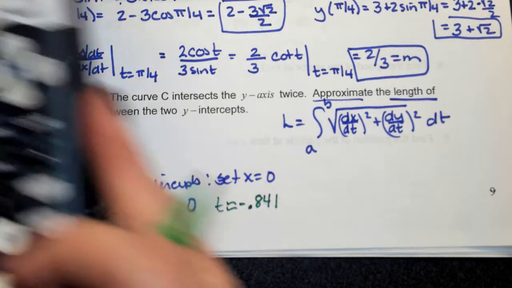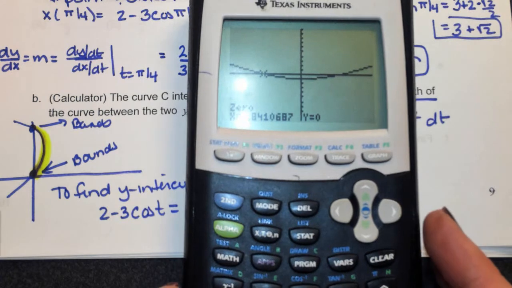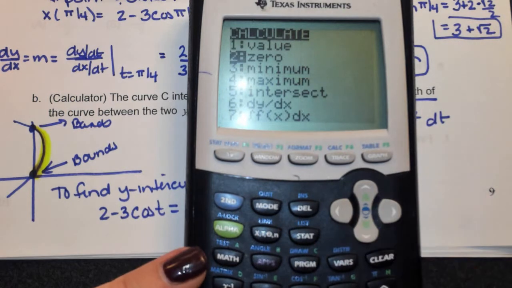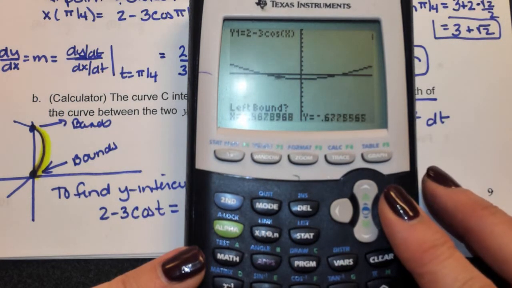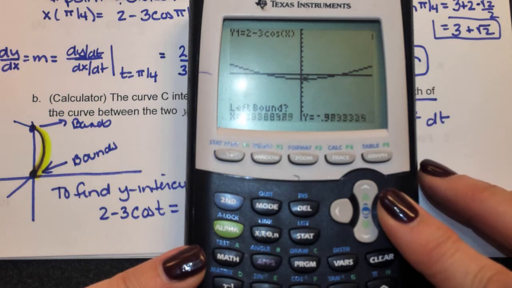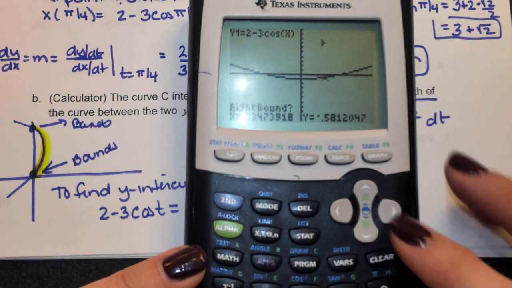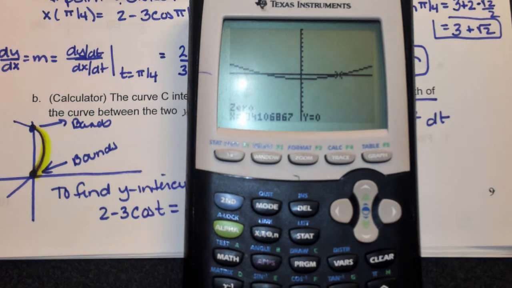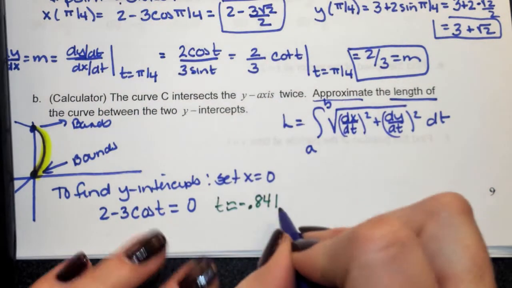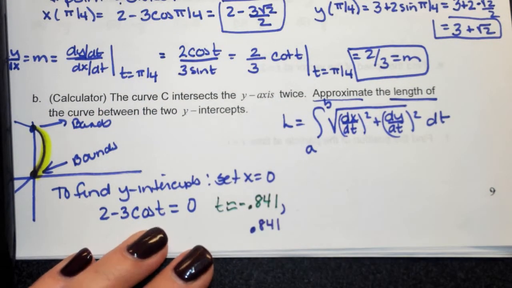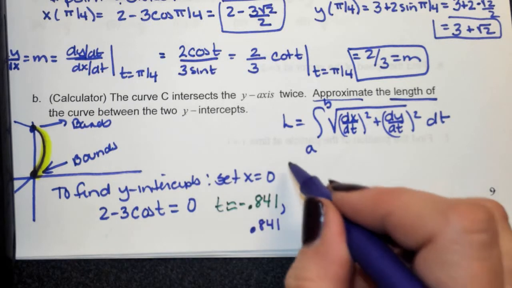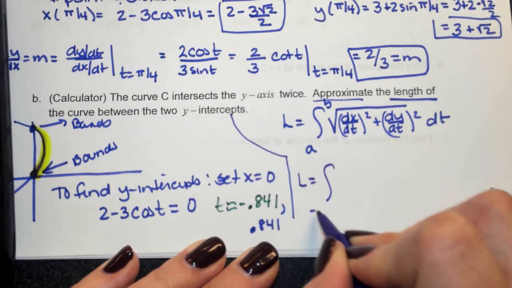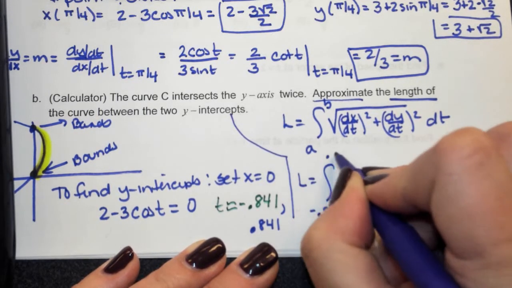Any questions on how I found negative 0.841 there? Now I need to find the other x-intercept. Again, I'll go under second trace, 0 again. I think it's going to be the same but the positive value, but let's double check it. So positive 0.841. Any questions on how I found the bounds here? So now, to find this arc length, I know it's going to go from negative 0.841 to positive 0.841.